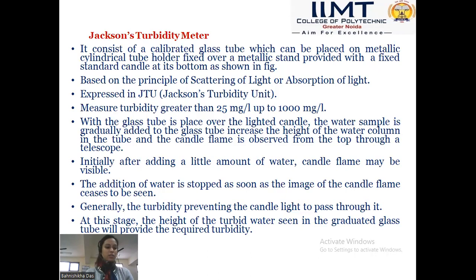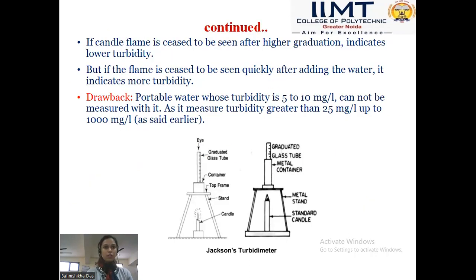The next instrument for measuring turbidity is Jackson's turbidity meter. As you can see here, it consists of a graduated glass tube which is supported by a metal container, and that metal container is placed on a metallic stand. This glass tube is a transparent glass tube placed on the metallic stand, and inside the stand, below, there is a candle.